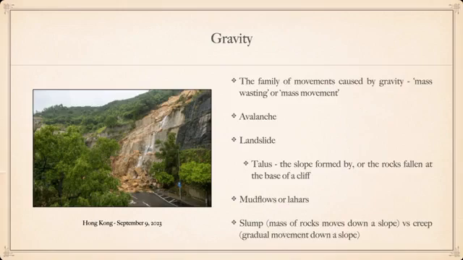But basically, you have a landslide and there's a slope right there, and these rocks have formed this slope and then they're at the base. So talus is either said rocks or the slope itself. Now you have mud flows, or also conversely, lahars, which are basically volcanic mud flows, sort of. Now, two other terms which you'll see a lot in this are slump, which are the massive rocks moving down a slope, and compare that to creep, which is the gradual movement down a slope.